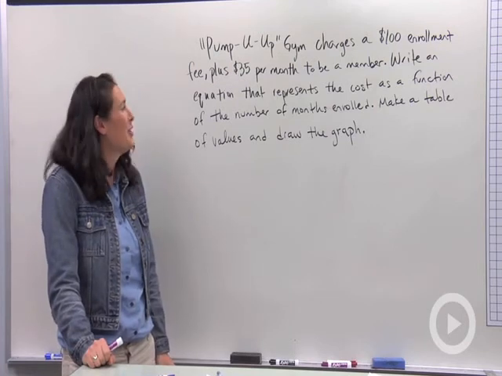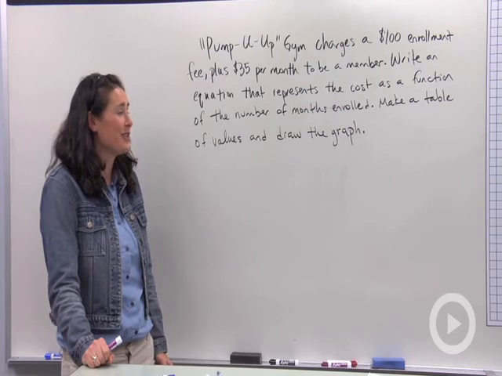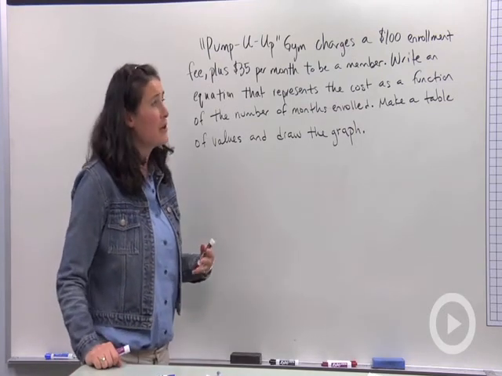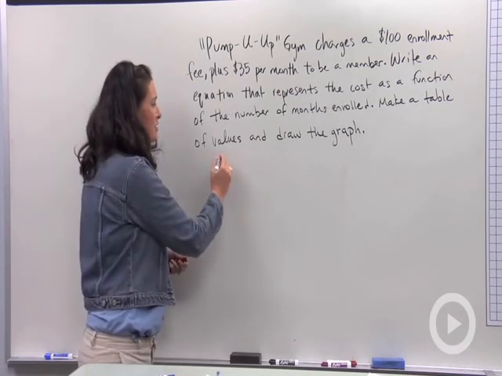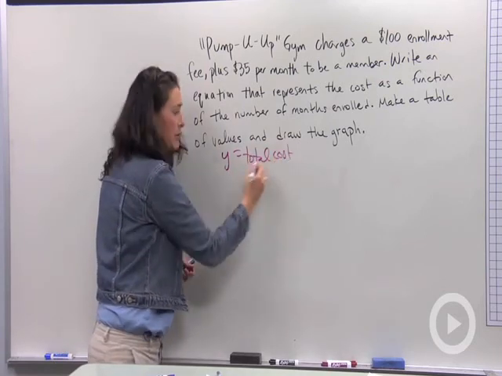Write an equation that represents the cost as a function of the number of months enrolled. Make a table of values and draw the graph. Okay, so the first thing I'm going to think about is what I want my different letters to stand for. I'm going to choose to let y equal the total cost and to let x equal number of months.